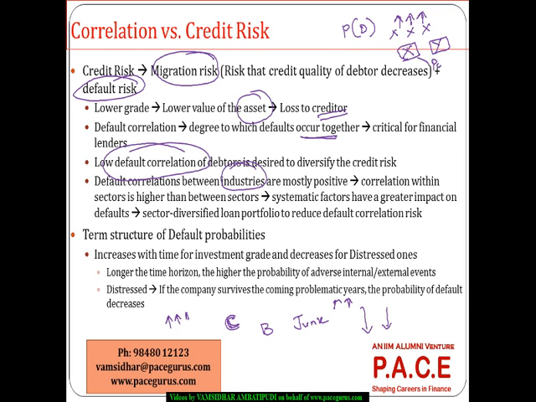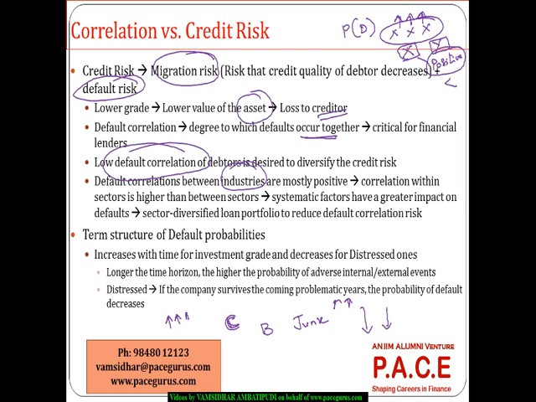But what we are simply saying is this number is slightly lesser compared to this number, which means the correlation between the sectors is slightly lesser than the correlation within the sectors, which means there is some kind of an incentive to diversify across the sectors.